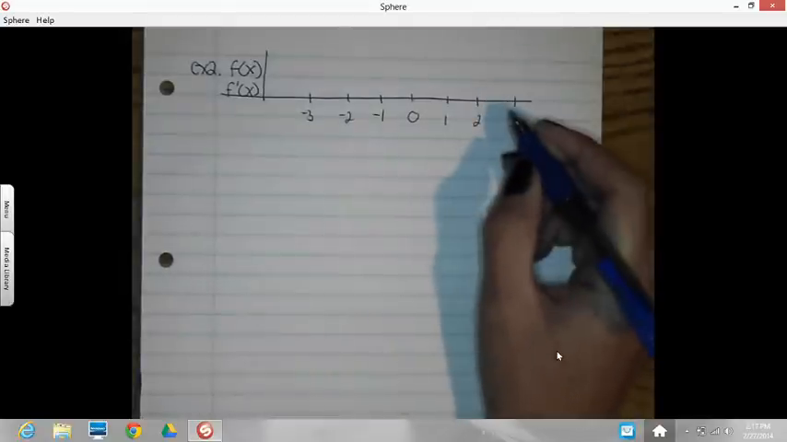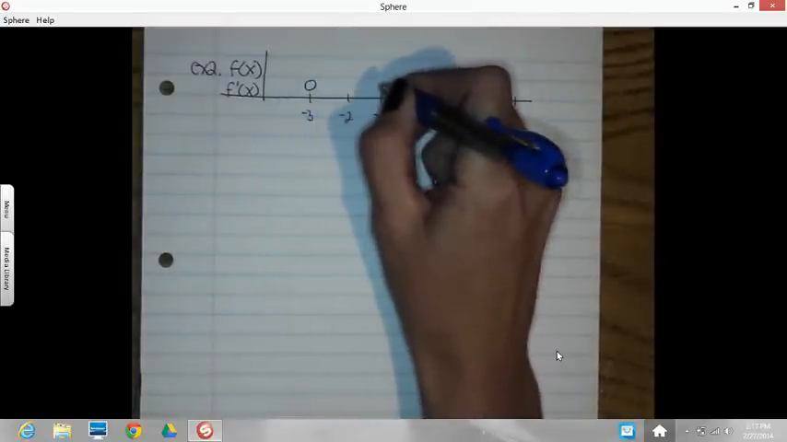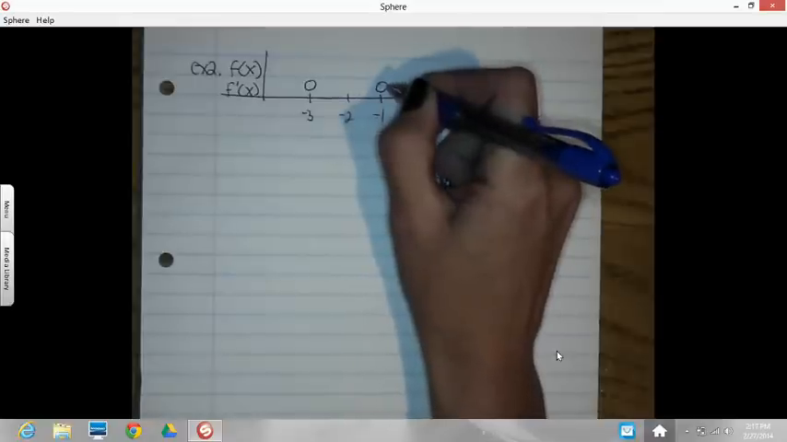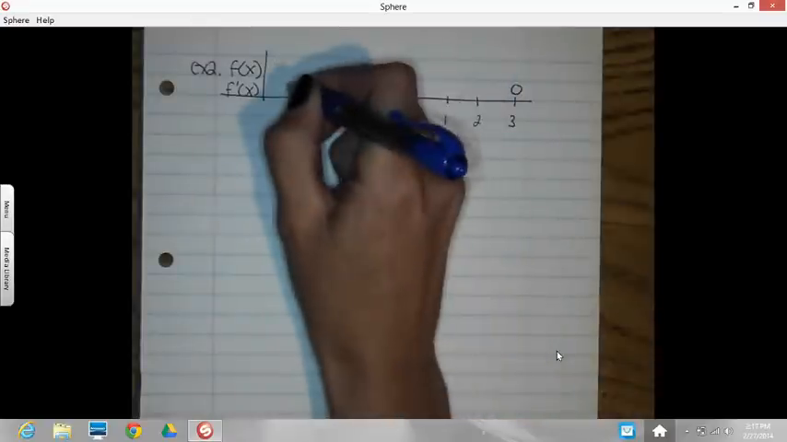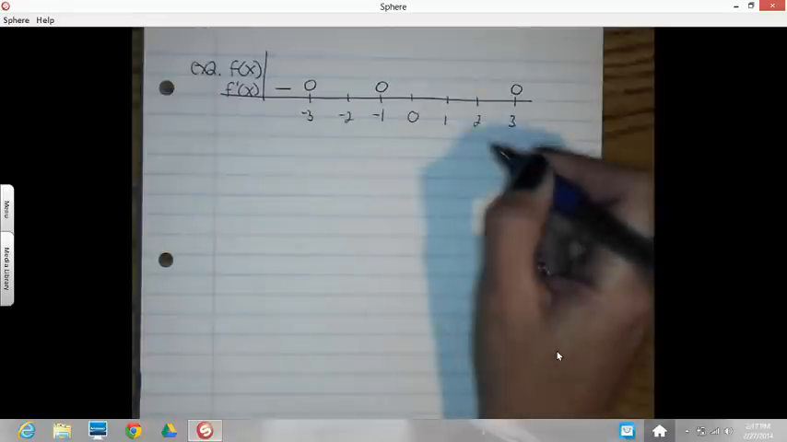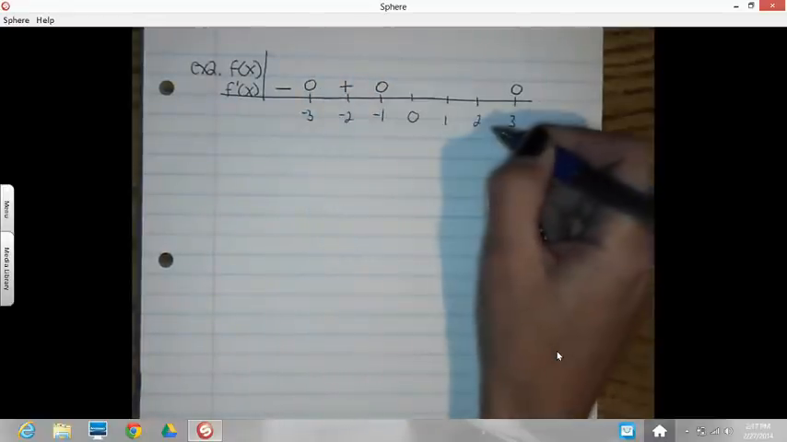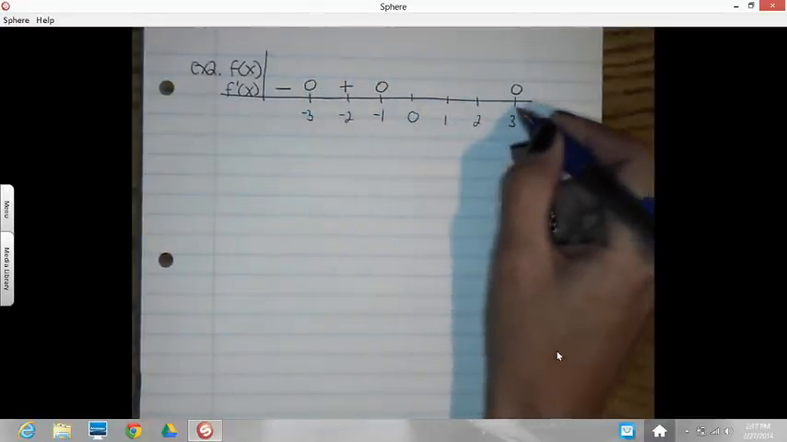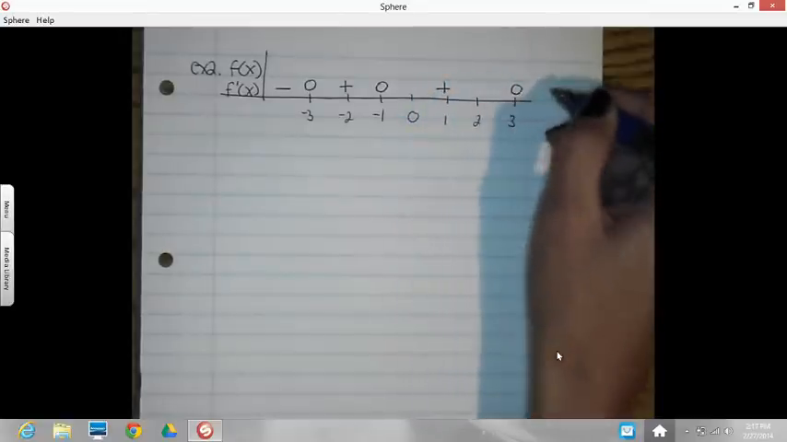The derivative is going to be 0 at -3, 0 at -1, 0 at 3. And before -3, its derivative is negative. This whole interval, it's positive. From -1 all the way to 3, it is also positive. And then after 3, it's going negative.